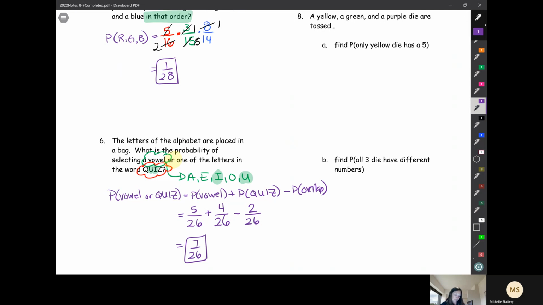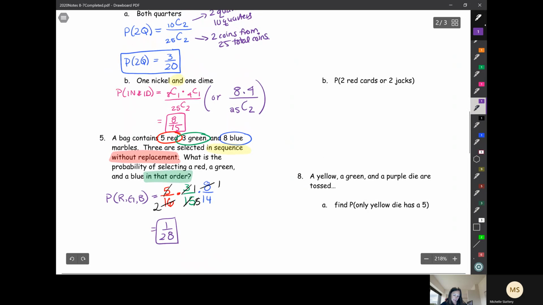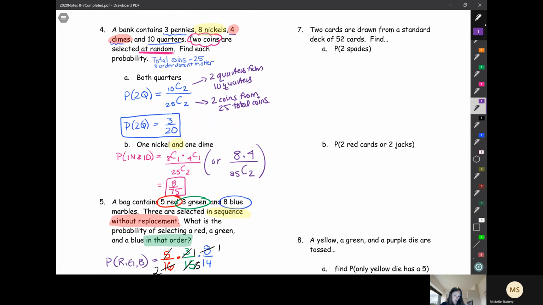Right. Well, let's go up to number 7 and then we'll finish up with number 8. So number 7 here, 2 cards are drawn from a standard deck of 52 cards. Okay, so again, we're using that standard deck of 52 cards that was described above. So we want to find the probability of 2 spades. So I'm going to draw out 2 spades. Okay, the order does not matter. I just need to have 2 spades in the end.